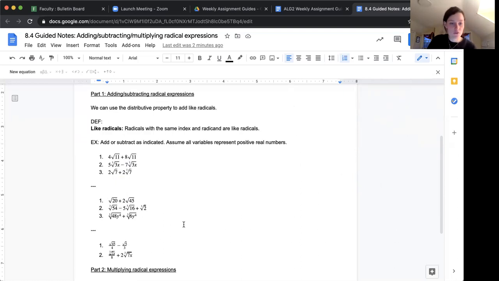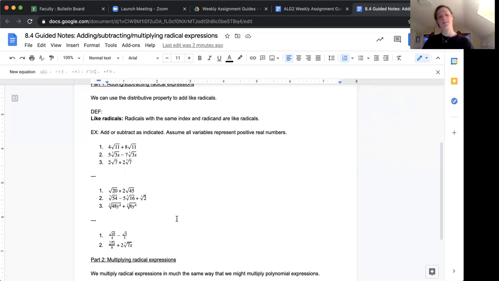All right, so we're going to move on to some more examples of this, because there are a lot of different ways that we might see these types of problems. So next up, we have the square root of 20 plus 2 times the square root of 45.